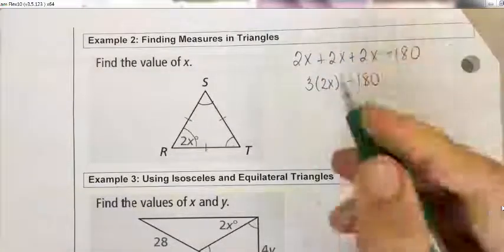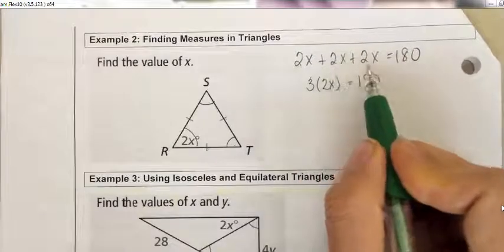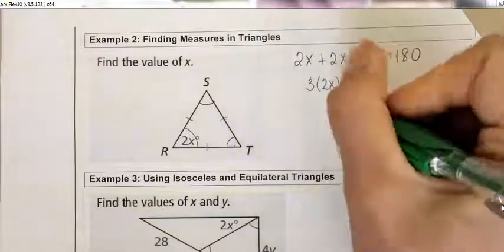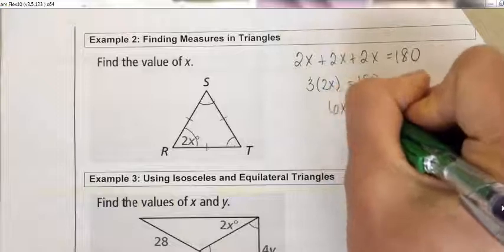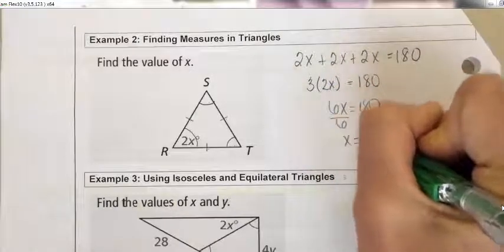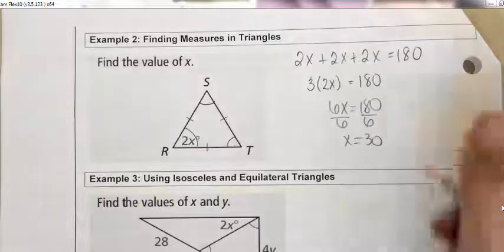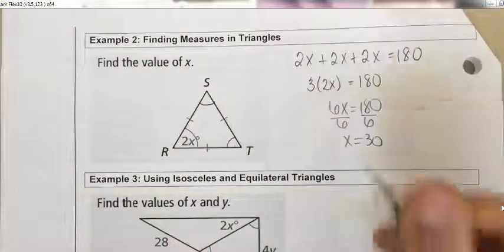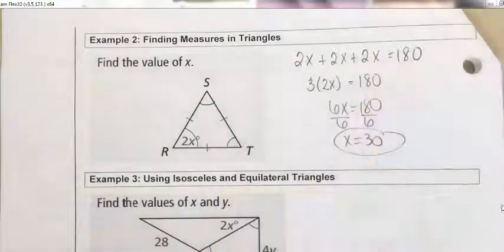That's the same thing. Either way, if you combine these, you're going to get 6x. And here, you're also going to get 6x. So you got 6x equals 180. Divide both sides by 6. X equals 30 degrees. Or just 30. It didn't ask me to find the measure of an angle, just asked me to find x.